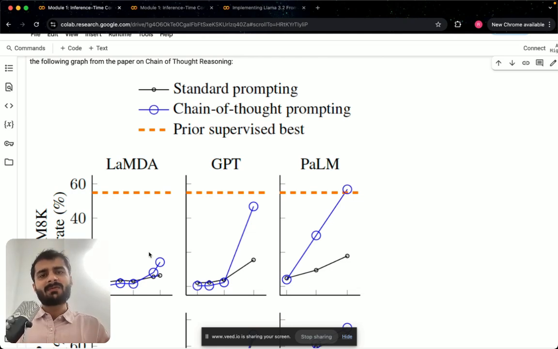Chain of thought reasoning is in fact incredibly effective for only larger models. In our case, we are using smaller scale models. That's why the accuracy that we get from these models is not very high.